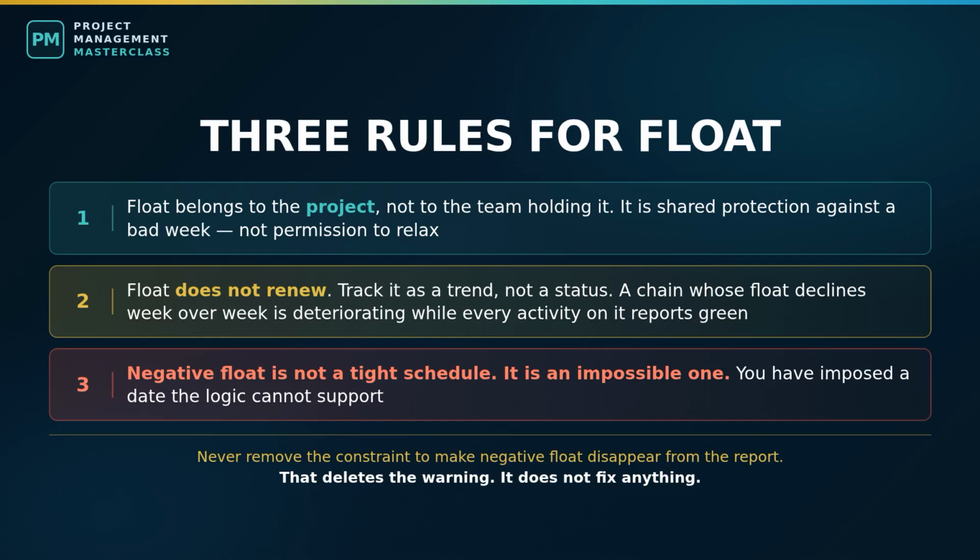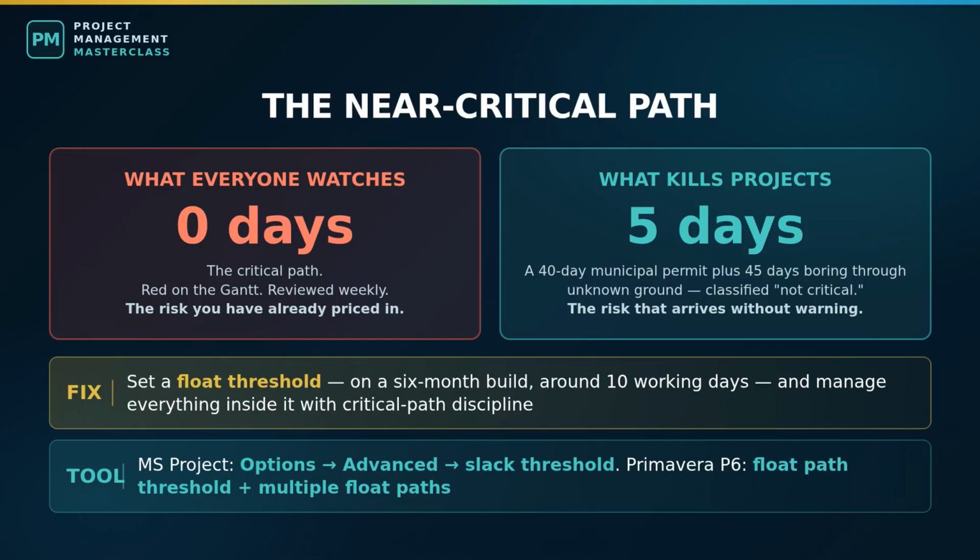Do not report that as amber, and above all, do not remove the constraint so the negative float disappears from the report. That deletes the warning. It does not fix anything. Negative float is the schedule doing its job. It is the one moment the model speaks up and tells you the truth before the truth costs you money. Which brings me to something that is not in most textbooks and costs real projects real money.